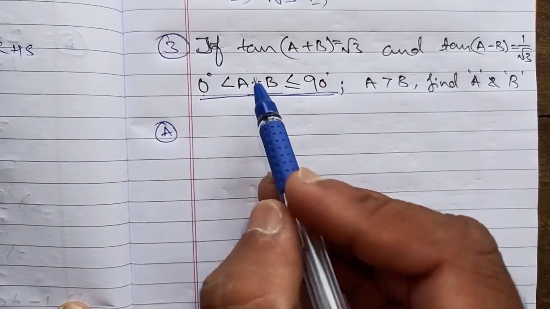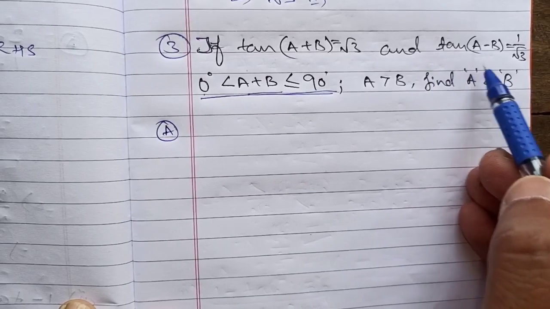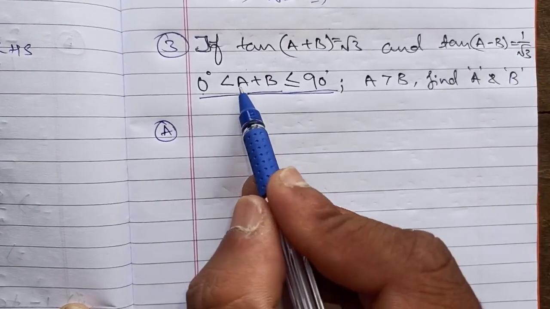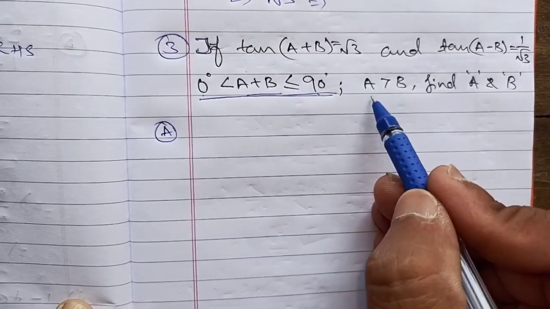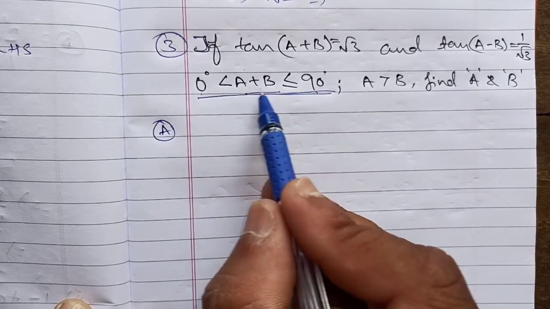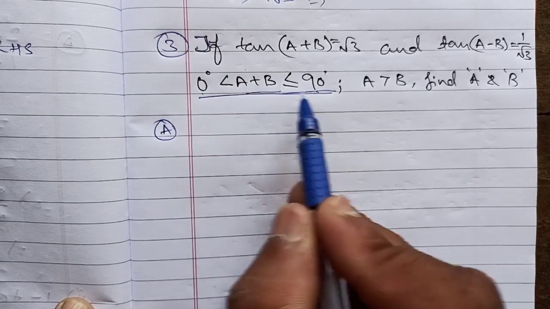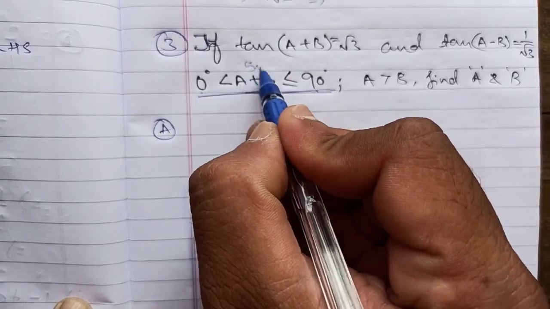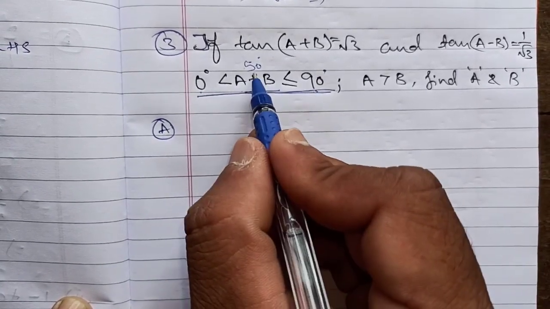In question number 3 it is asked, if tan a plus b equals root 3 and tan a minus b equals 1 by root 3, then 0 degree is less than a plus b and less than or equal to 90 degree. Okay, this is a statement. This says that if we add a plus b, whatever value we get, it must be greater than 0 but less than 90 degree. Suppose a plus b we get 50 degree. Okay, so it is greater than 0, correct, and it is less than or equal to 90 degree.